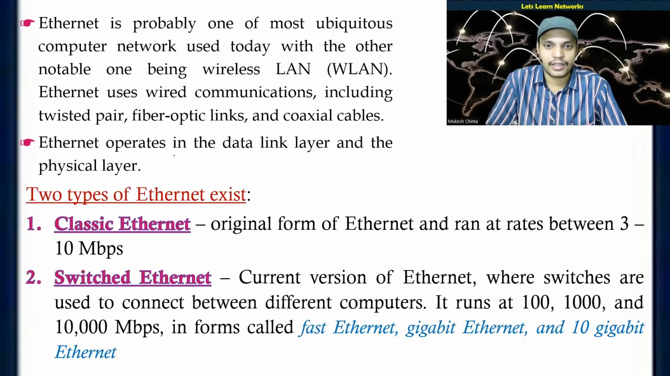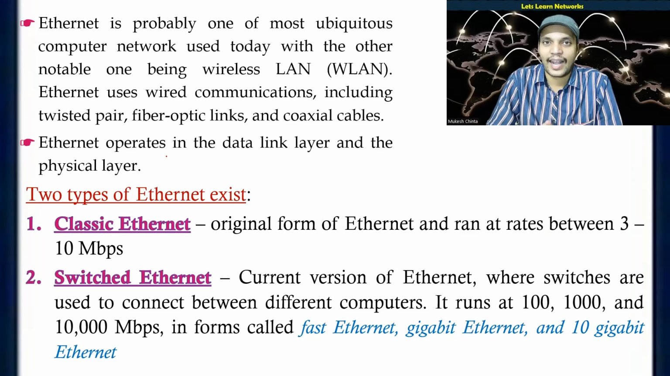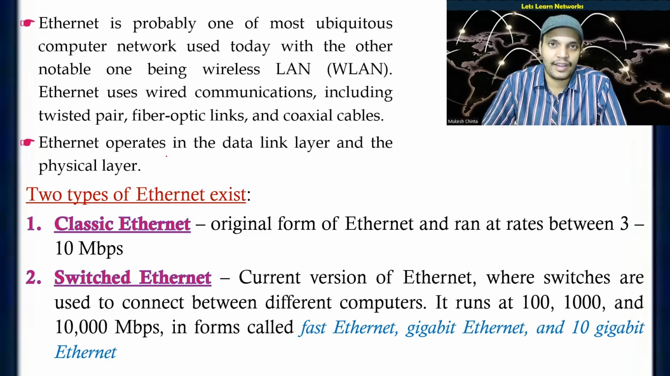Traditionally speaking, there are two types of Ethernet. The first, or the early stage of Ethernet, we call classic Ethernet. This is the actual original form of Ethernet, and it used to run at rates of 3 to 10 Mbps. It has now become obsolete. You don't find it anywhere.